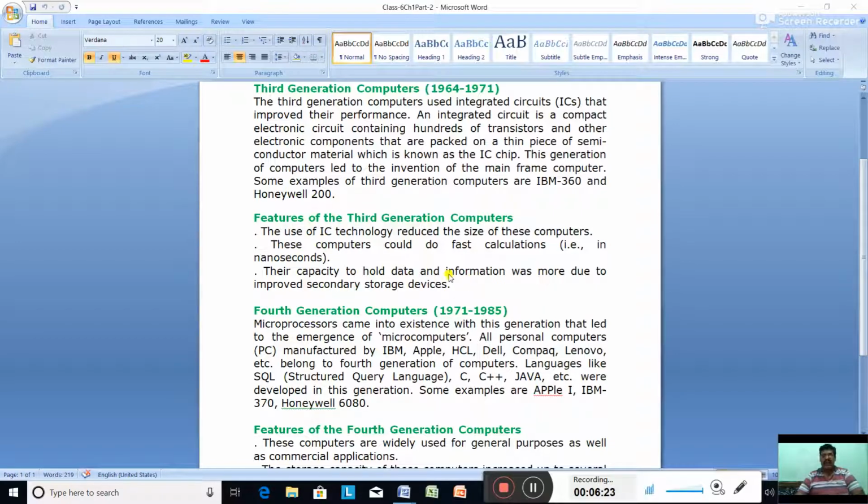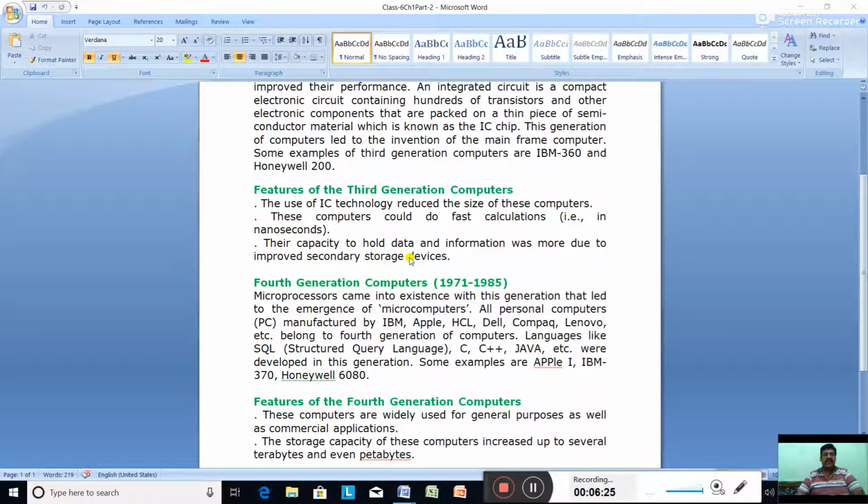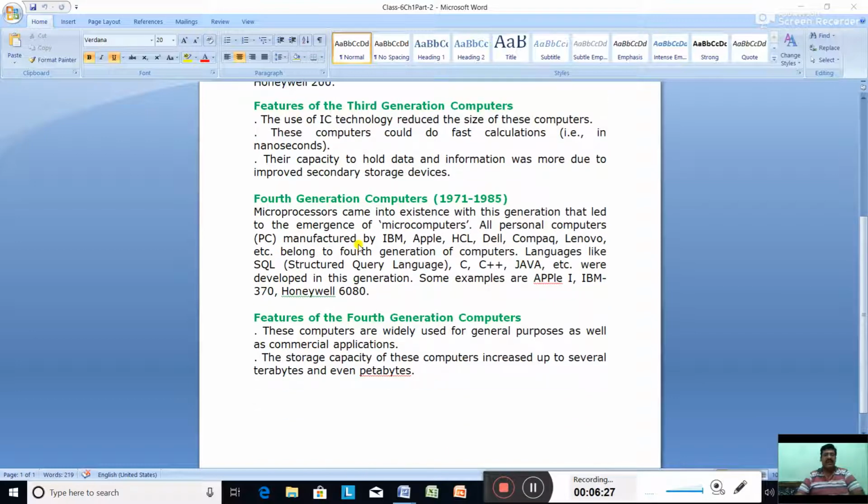So this was about the third generation of computer. Now we'll discuss about the fourth generation of computers. The time period was 1971 till 1985. And what was the main component? Microprocessors. Microprocessors came into existence with this generation that led to the emergence of microcomputer. Because of the microprocessor only the microcomputer came.